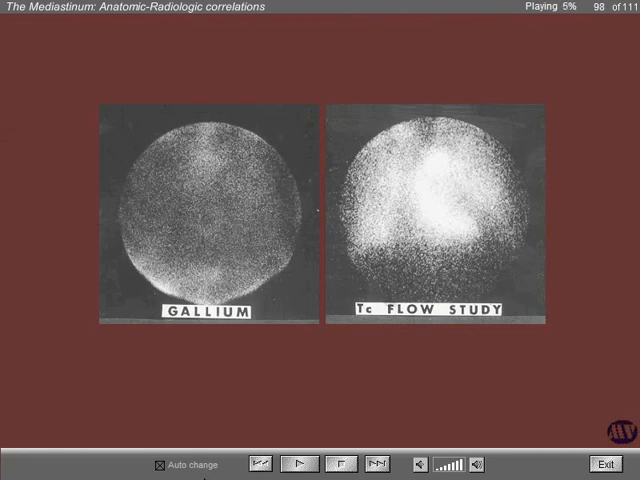Gallium scintigraphy of the heart should show no uptake in a normal heart as indicated to your left. On the right side, we note a technetium flow study which shows the hypoechoic area surrounding the heart between the radioactivity inside the heart and the radioactivity in the lung. And this is a characteristic of pericardial effusion. But in radionuclide studies, we do not see the subtleties of pericardial effusion that can be revealed by echocardiography.